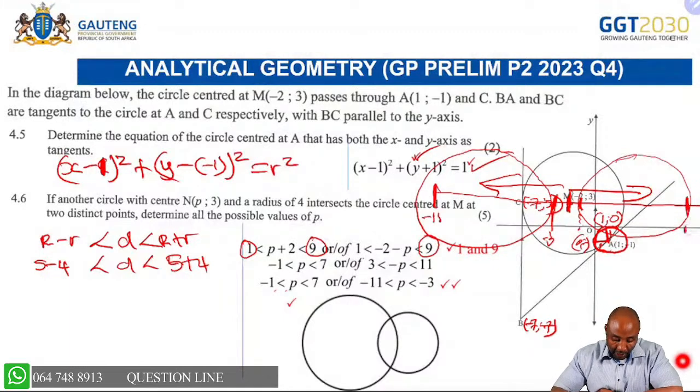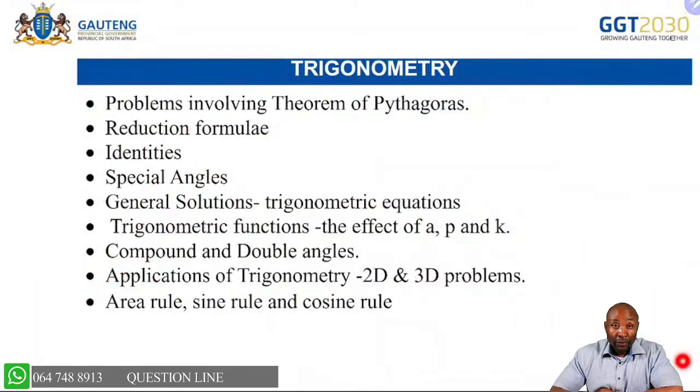We will get our marks there, 5 marks. We got the first one for 1 and 9, and then for simplifying the inequalities, we got our answer as such. Now, we will move on now to trigonometry.